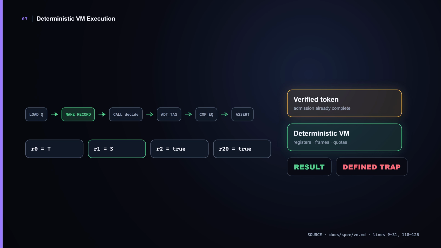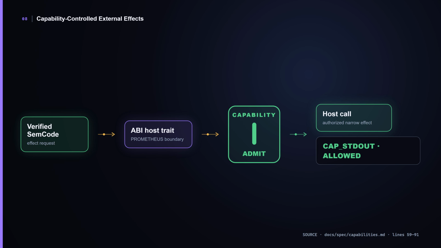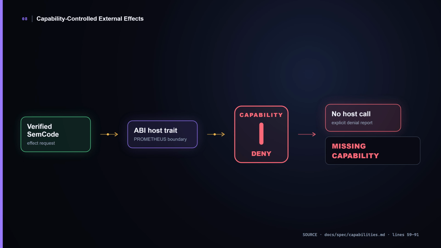Given the same inputs to the execution contract, the VM should not invent a different result merely because the host machine happens to schedule work differently. Pure computation can stay inside the VM. External effects cross a separate boundary owned by Prometheus-facing capability policy.